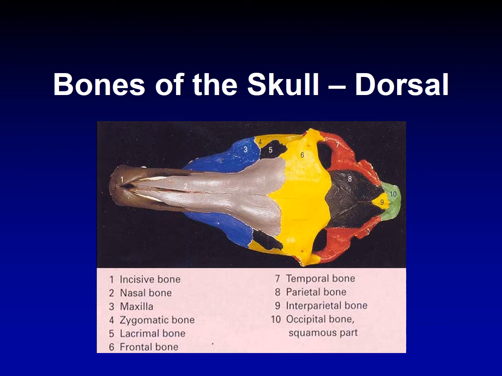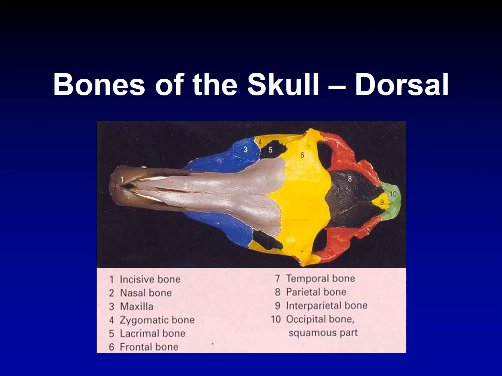This picture shows a dorsal view of the equine skull. Number one is the incisive bone, where the incisors, the teeth, are. Number two is the nasal bone. Three is the maxillary bone. And number six is the frontal bone.